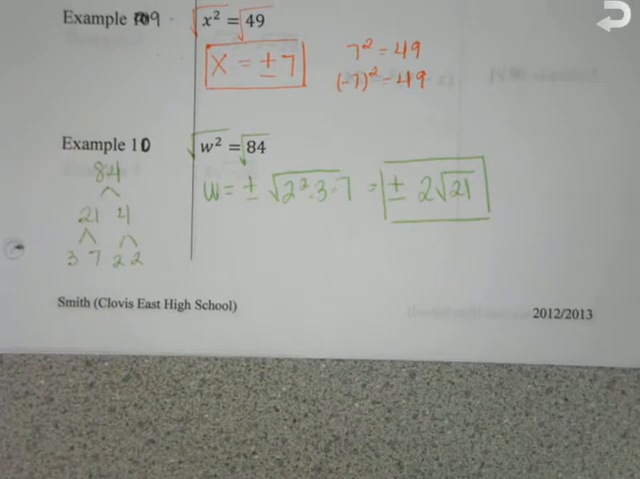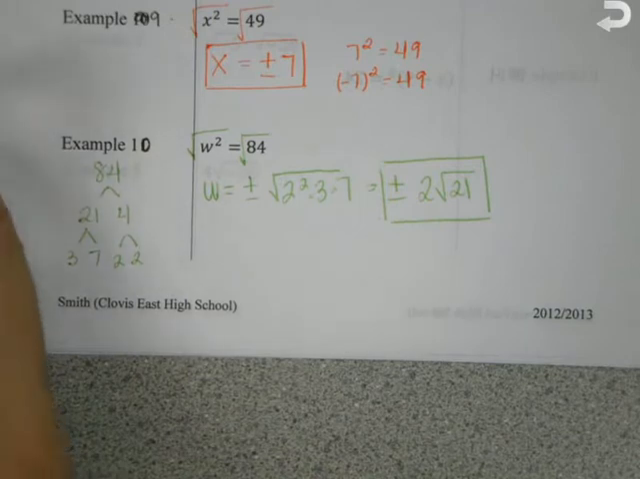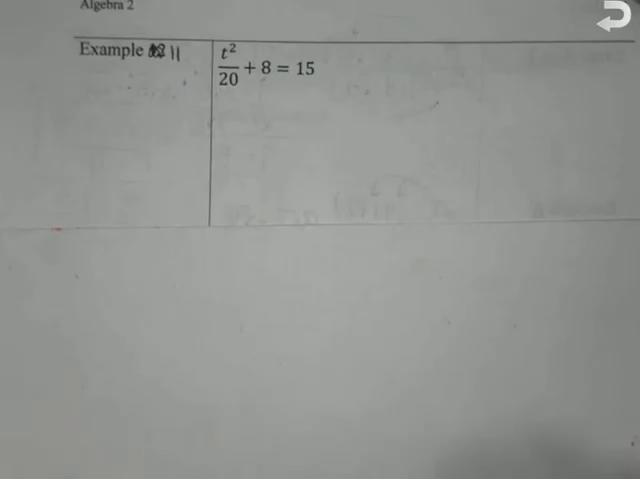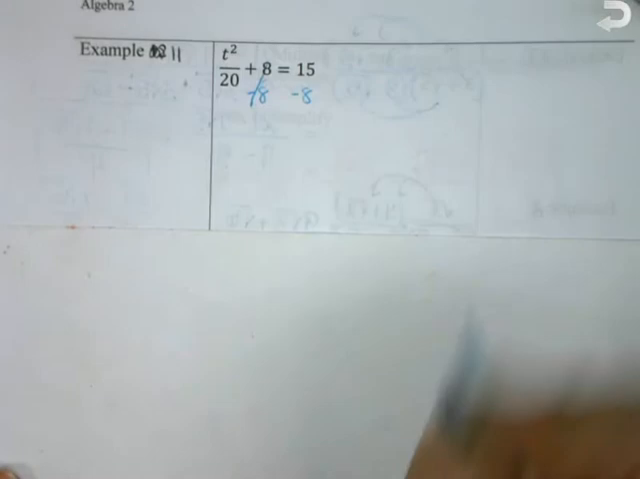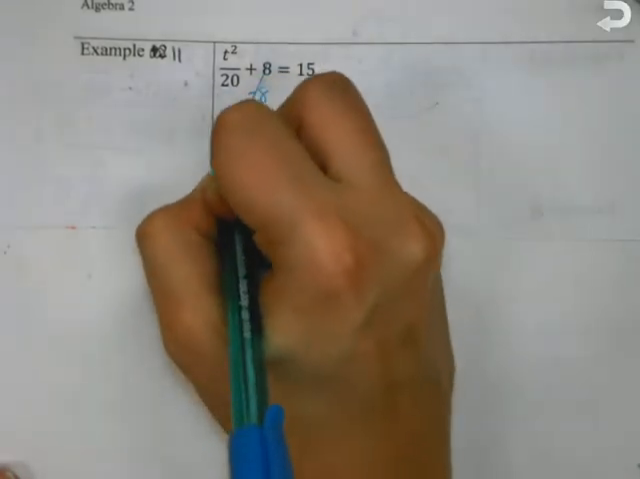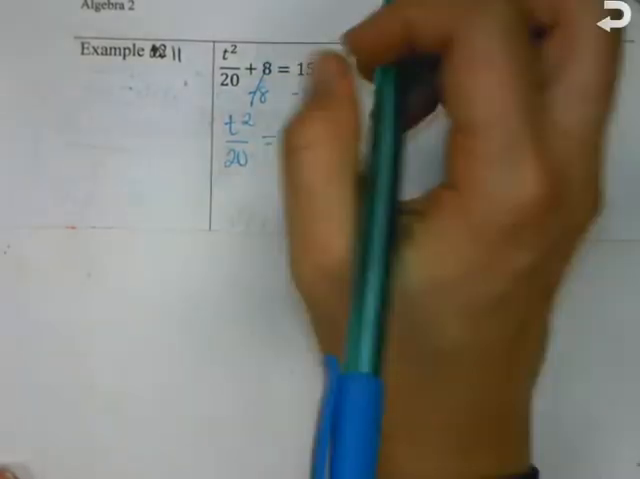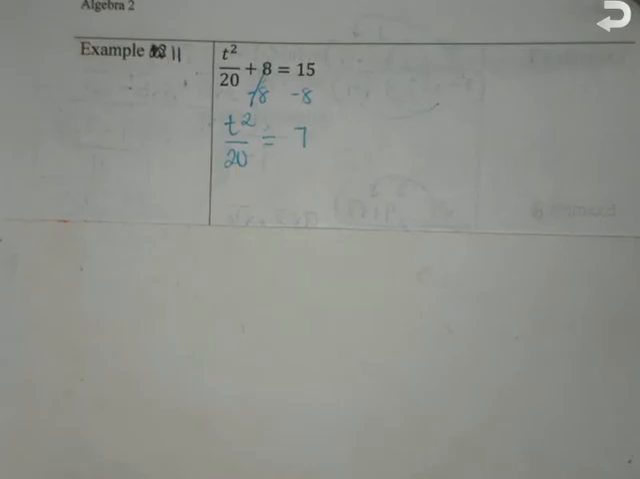This is an example of when the squared term is not already by itself. So we have t squared over 20 plus 8. I want to get the squared term by itself, so how would I do that? Just like we've always been doing, subtract 8. So that's going to give me t squared over 20 equals 7. And then t squared is still not by itself, so what do I have to do? Multiply by 20, good. Because those will reduce, and I get t squared equals 140.